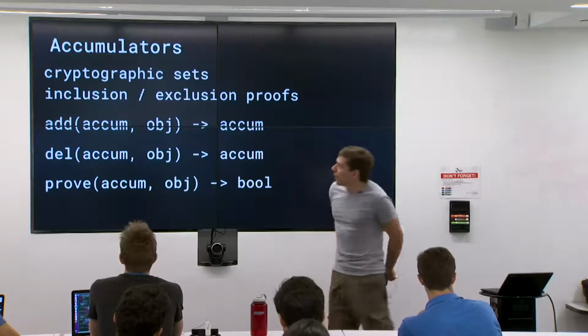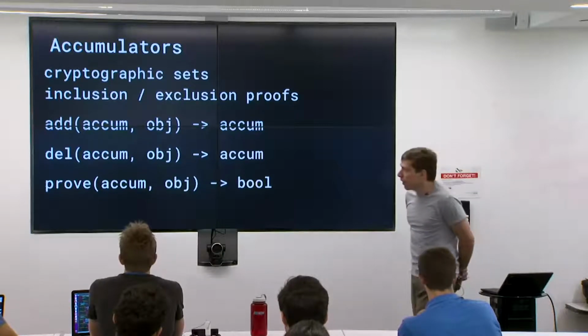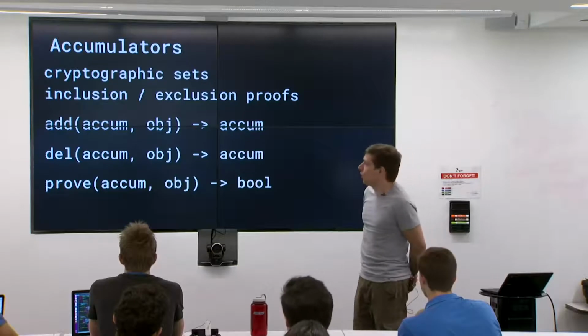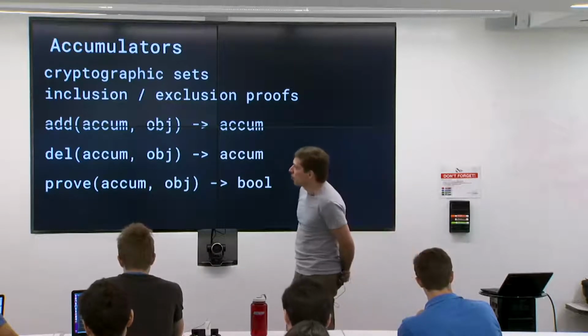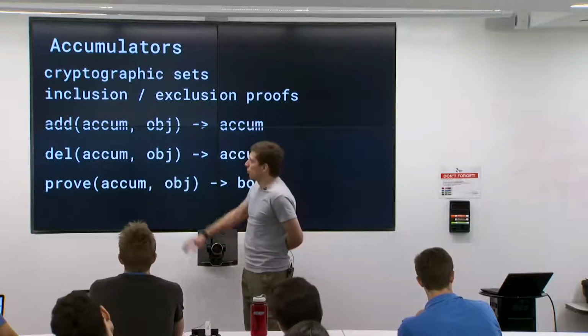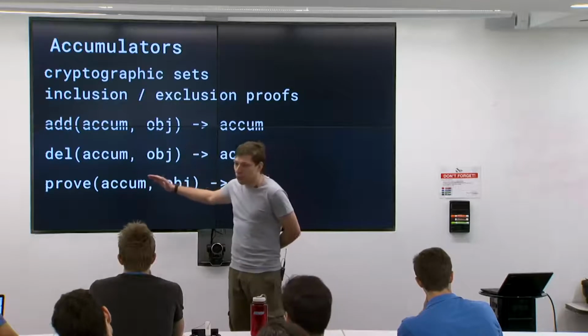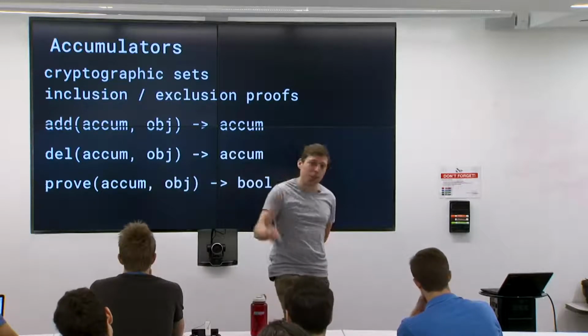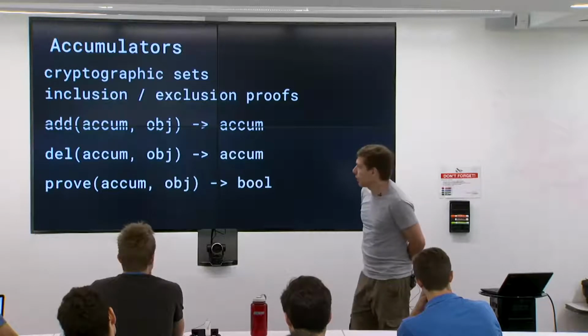So an accumulator is basically a cryptographic set. And there's some set operations that you can do and then provide proofs. The simplest would just be add and prove. But sometimes you can add, sometimes you can remove, sometimes you can prove something's in there, sometimes you can prove something's not in there. And if you can do all 4, that's even better.